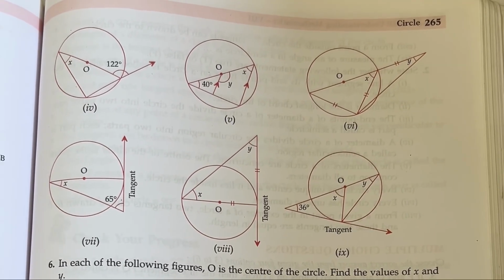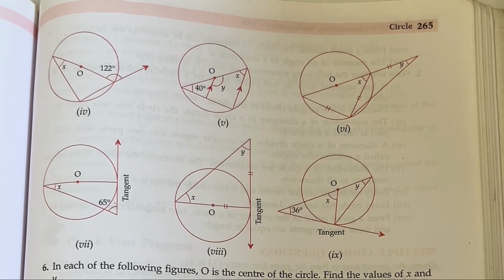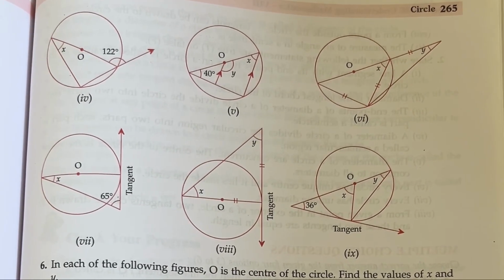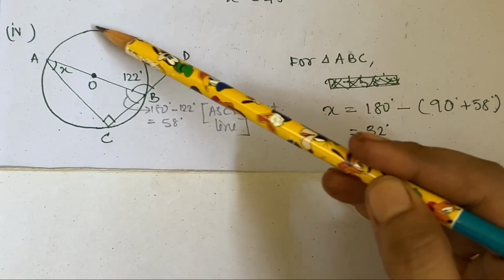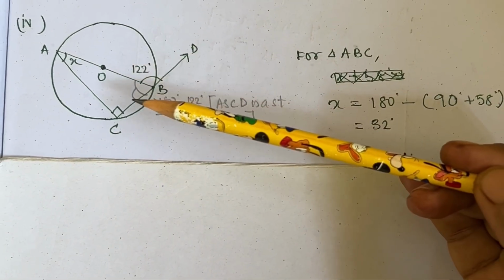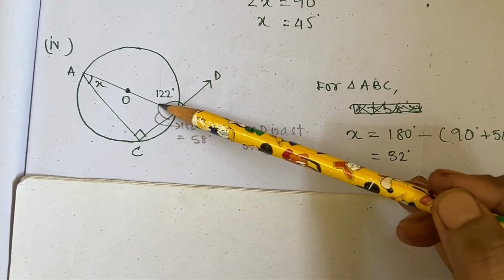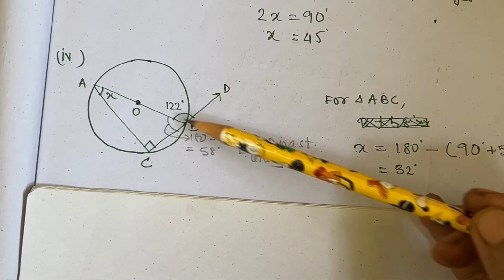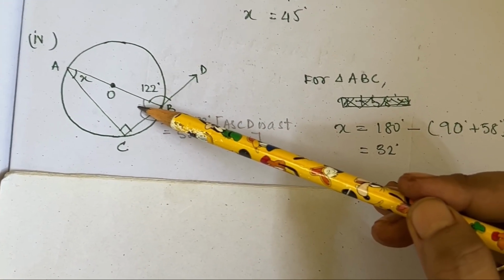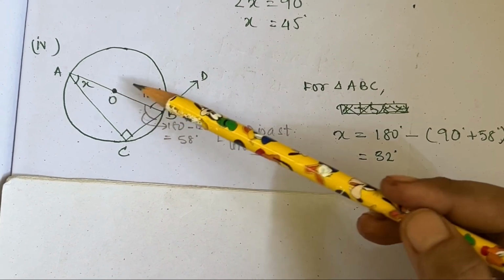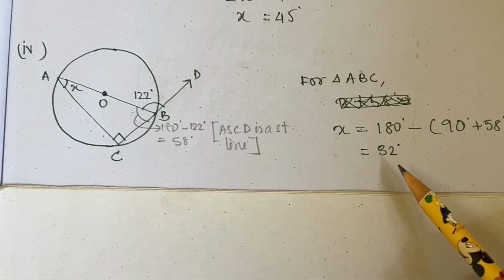So today we are starting with sum number 5 for exercise 15 on chapter circles. So let us see sum number 4. Now you can see this is the figure that is given. CD is the straight line. So as CD is a straight line, we can say angle B is 180 degree minus 122 degree, that is 58 degree. As we get this 58 degree, we can say x is equal to 180 degree minus (90 degree plus 58 degree), we get 32 degree.